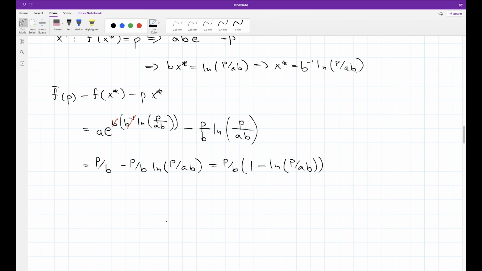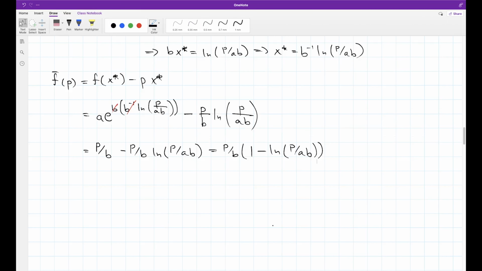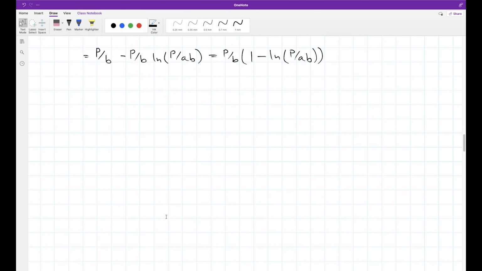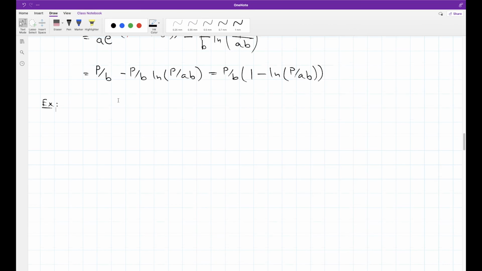And that's about all that we can do in this example. But once again, notice that this is going to be a concave down function. Okay, I want to do one more thing, which is look at an example that's more closely related to classical thermodynamics. And on the way, we'll be able to look at some properties.